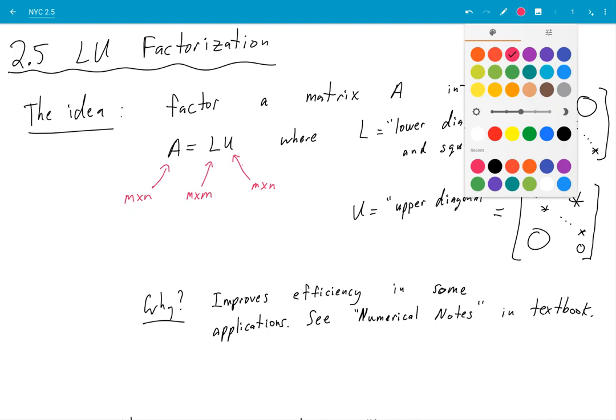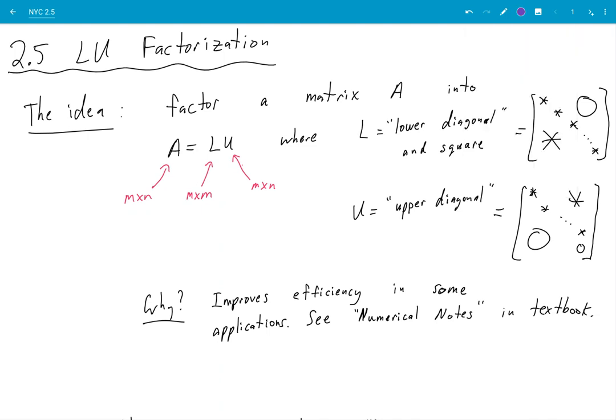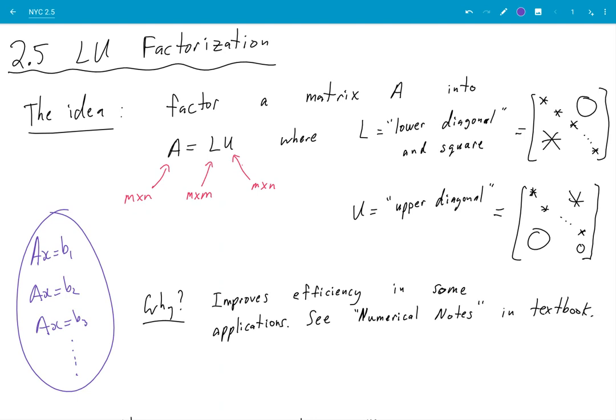Okay, one thing that comes to mind is if you're doing Ax = b1, Ax = b2, Ax = b3, and you're solving all these systems, the A stays the same every time, but you have a different b. This factorization can help you there. It makes all the little row reductions a bit easier.